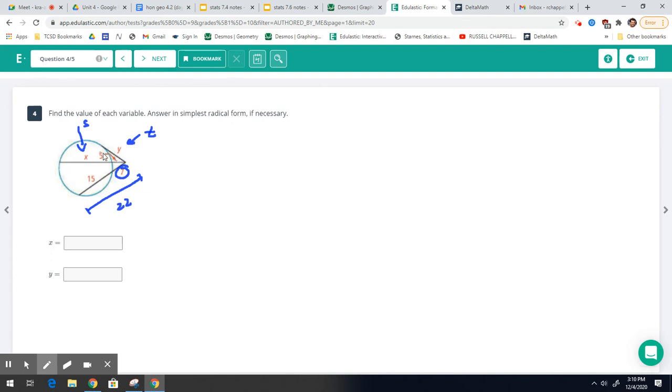So the outer part is 5. Be careful, right? It's pointing to the outer part. And the whole thing is x plus 5. So part times whole, 5, the outer part, times the whole, x plus 5, should equal the outer part 7 times the whole 22. So again, I'm using the two secants.